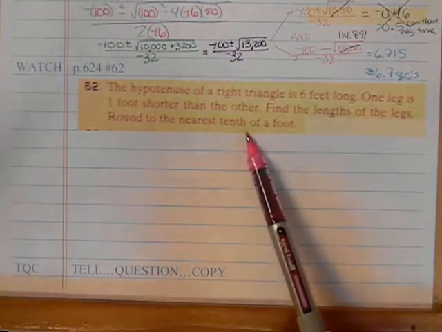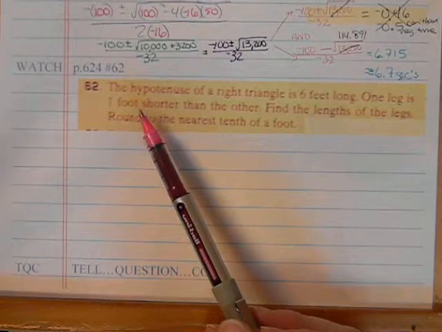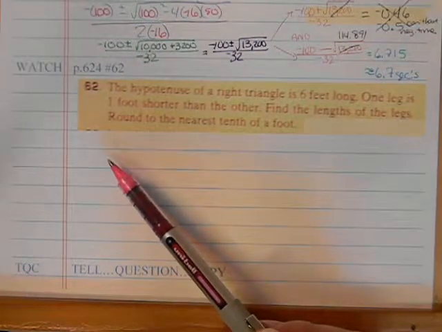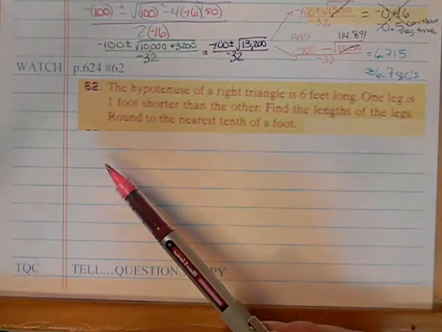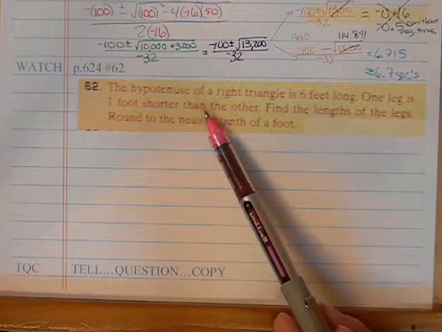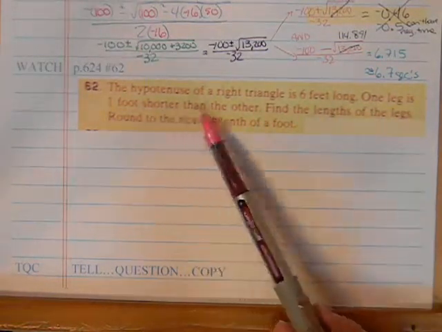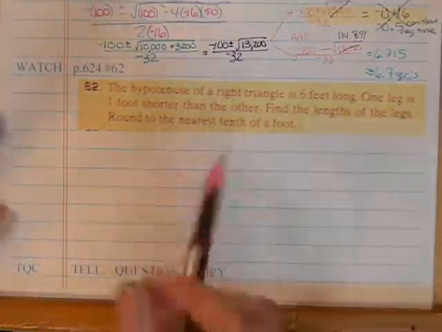So, deep cleansing breath. Let's read it again. This time we're trying to get a mental picture, maybe even draw what we're reading, and also listening for what they're giving us as well as what they're asking us to find. Hypotenuse of a right triangle is 6 feet long. One leg is 1 foot shorter than the other. Find the lengths of the legs, round to the nearest tenth of a foot.